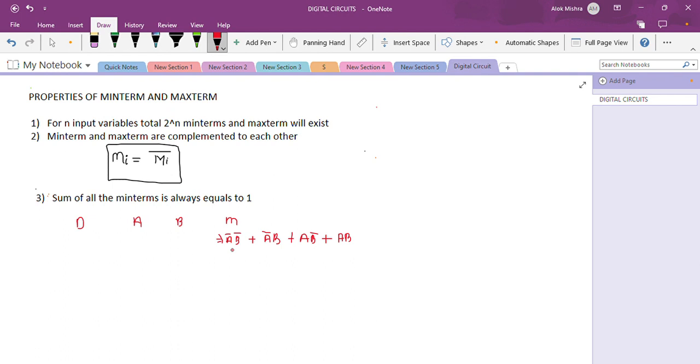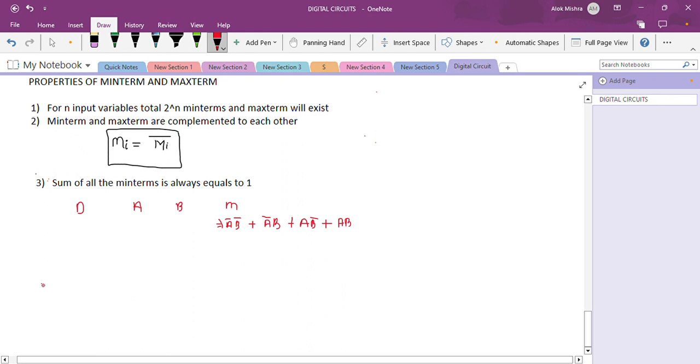A bar plus A equals 1. It means whenever you are taking all the minterms for any expression, in that case your output will always be 1, right?